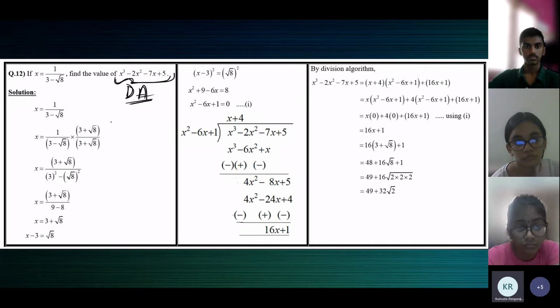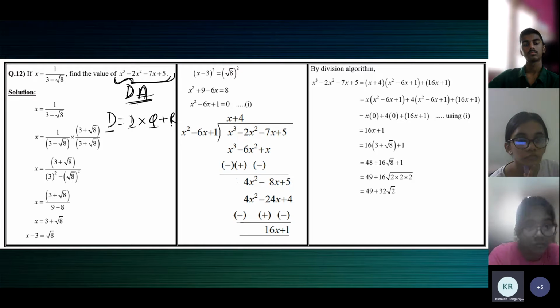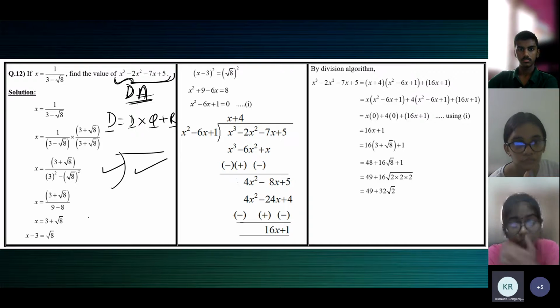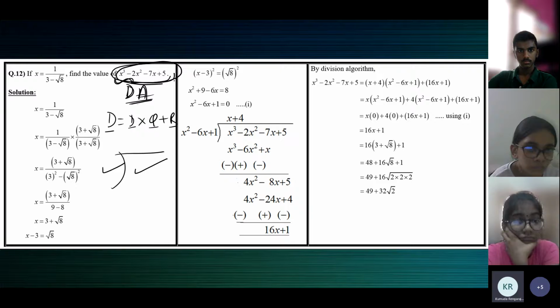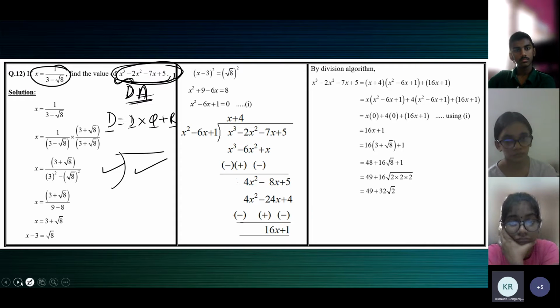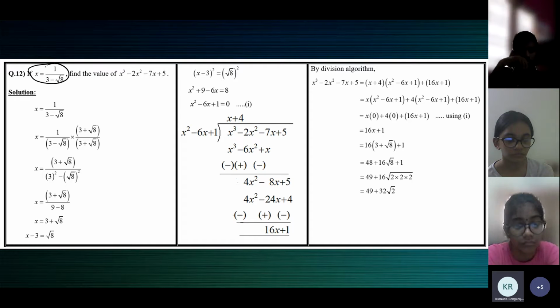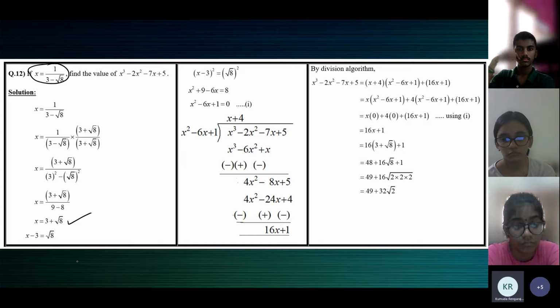What is a division algorithm? Dividend is equal to divisor into quotient plus the remainder. But how do you get dividend, divisor, quotient, remainder? How can you get all these four things? Only when you perform a division process. To perform a division process, you need the dividend and divisor. This itself will be the dividend. And the divisor you will get by working this. How will you get the divisor by working this? First, as we always do, we rationalize the denominator.